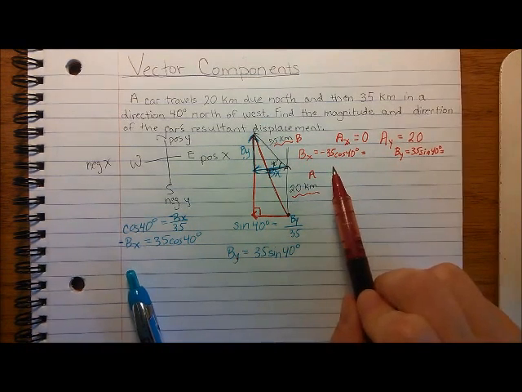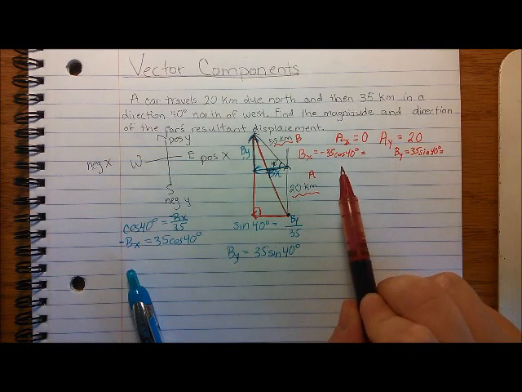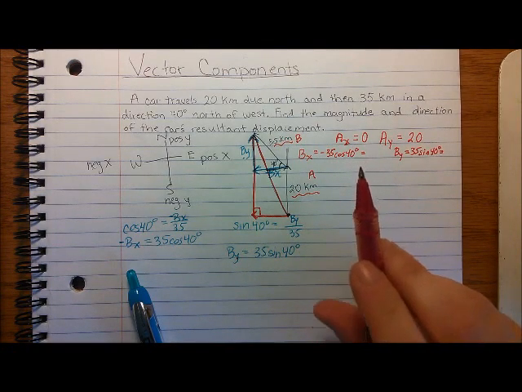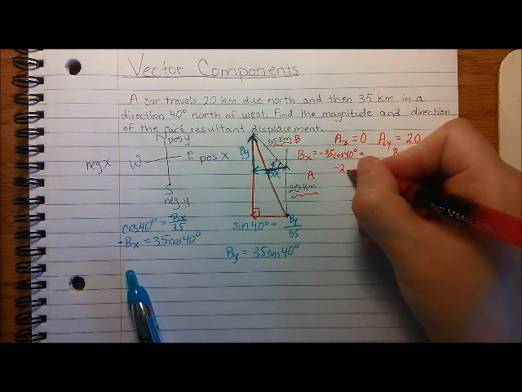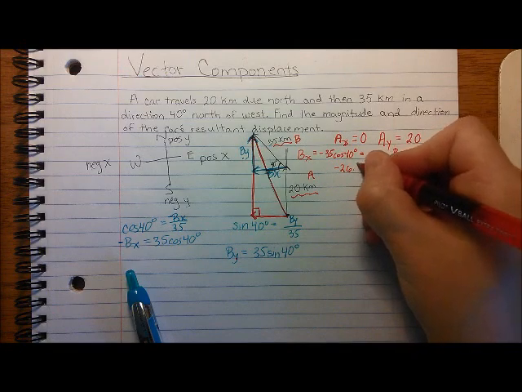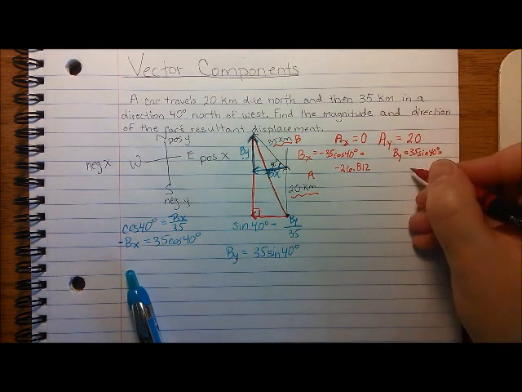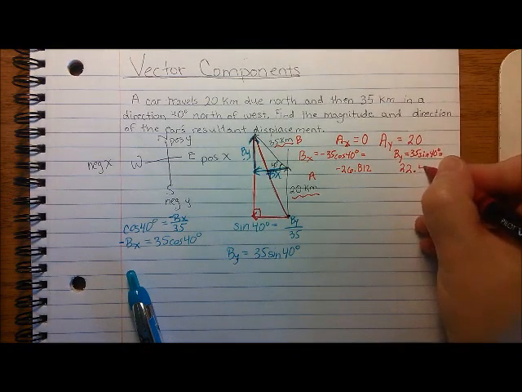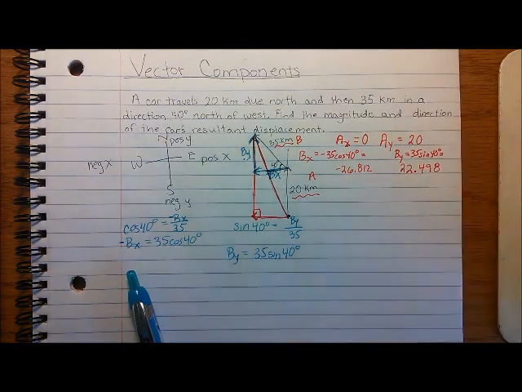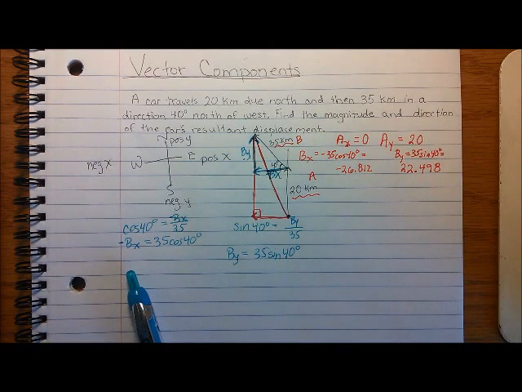Okay, so let's actually solve these out. If you plug these into your calculator, bx will end up being negative 26.812, and by is going to end up being 22.498. So now what we've done is we found out overall how far the car goes in the x direction and how far it goes in the y direction. We just have to actually add them together.